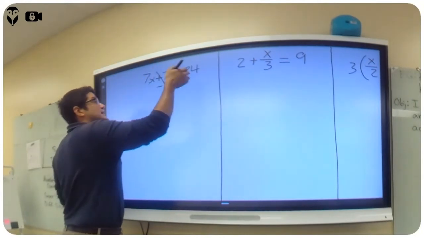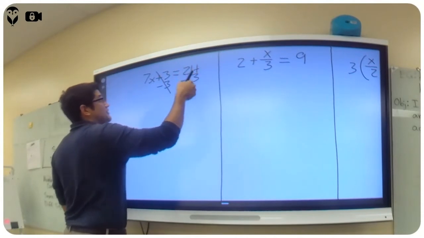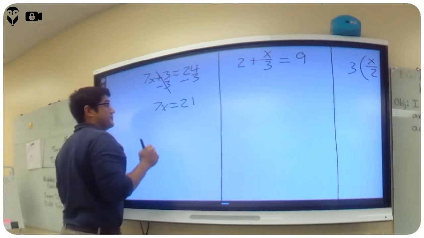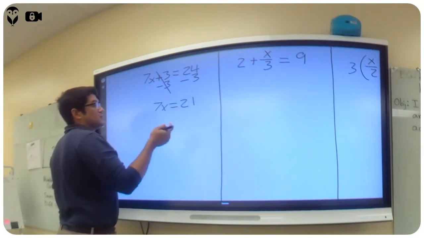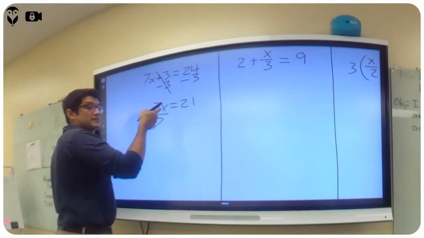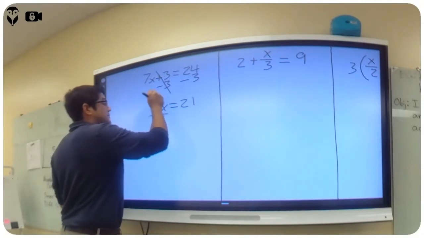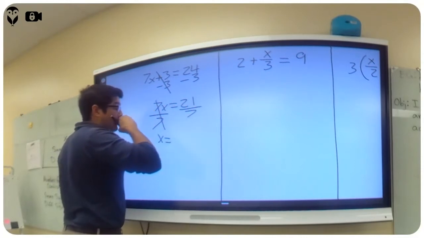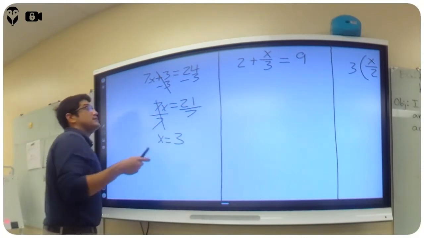And then whatever you do one side, you have to do the other. So you're going to subtract 3 here. 7x equals 21. Divide by 7 on both sides, because that's the opposite of multiplying. These two are multiplying, so the opposite of that is divide by 7. 7 divided by 7 is 1. 1x is written like this. 21 divided by 7 is 3. So the answer is 3.